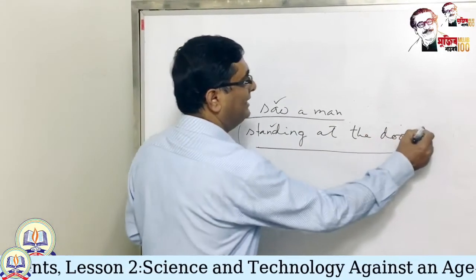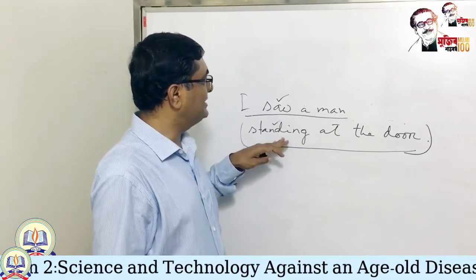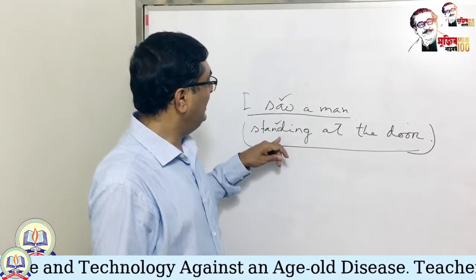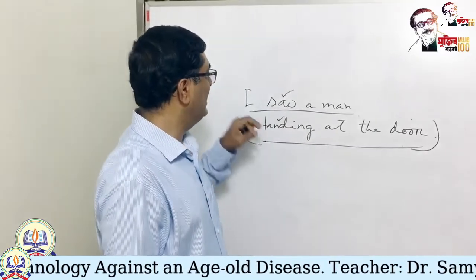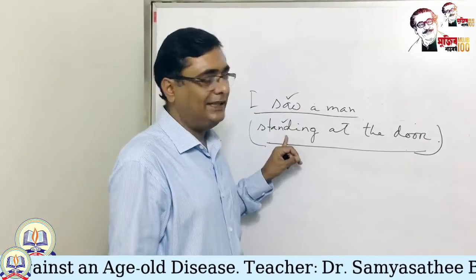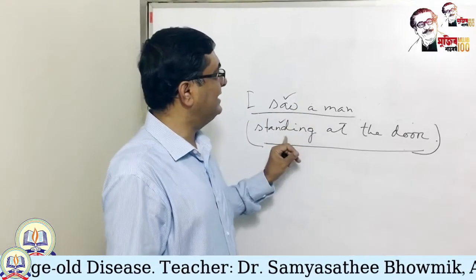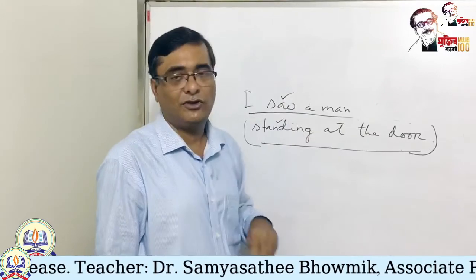Now this standing at the door becomes a phrase because the verb standing now becomes non-finite. Why? Because it will not change with the change of subject or with the change of tense. Look, I saw a man; if I say I see a man standing at the door, it will not change. I can see a man standing at the door, it will not change. I saw a man standing at the door, it will not change.